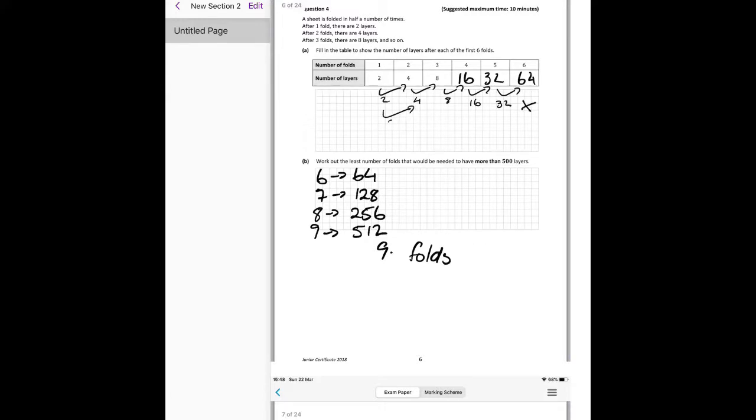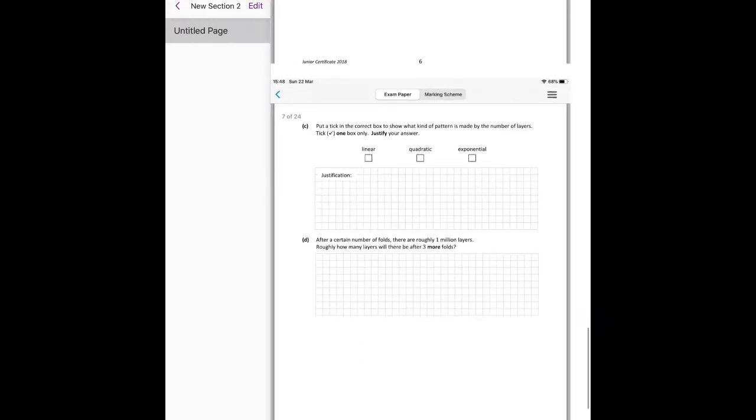So first difference, not constant. Next up, second difference. Difference 2, difference 4, difference of 8, difference of 16. Not constant either. So we're looking at exponential. So justification, first and second difference, not equal. They're not constant, better way of phrasing it.